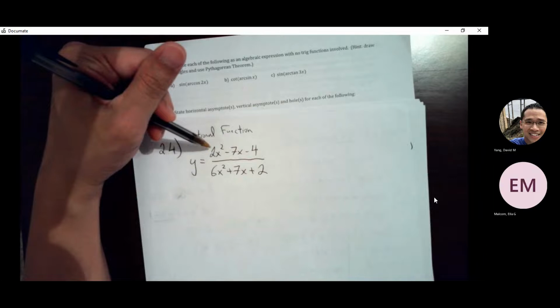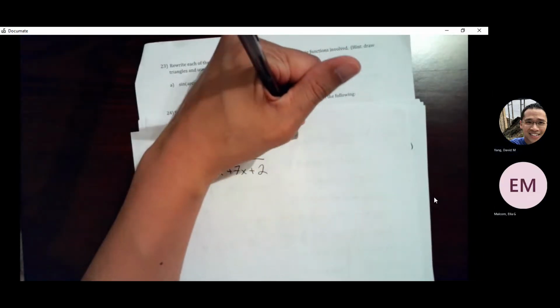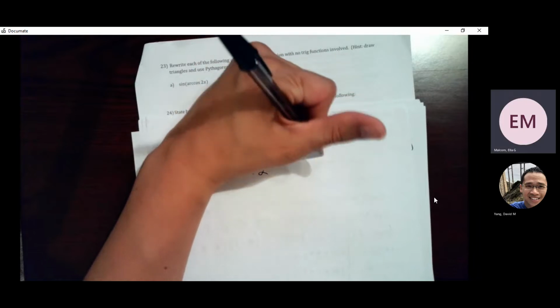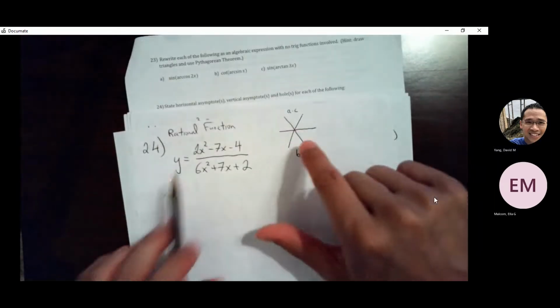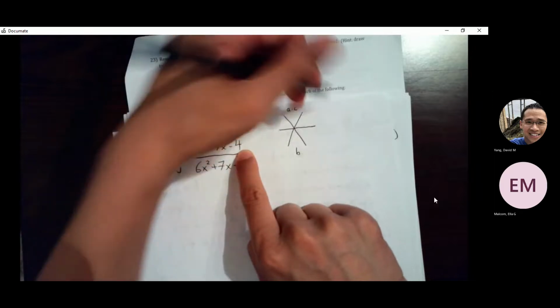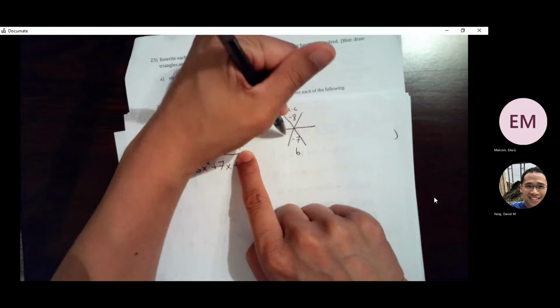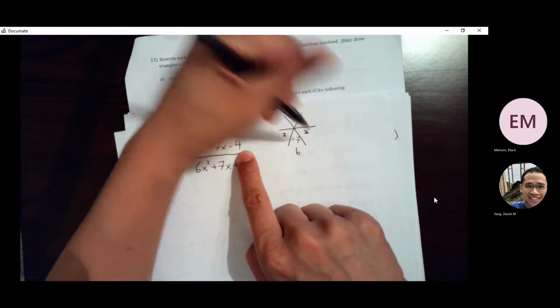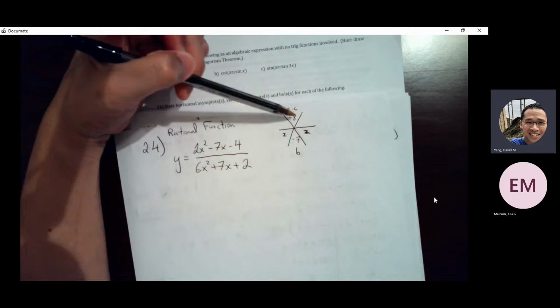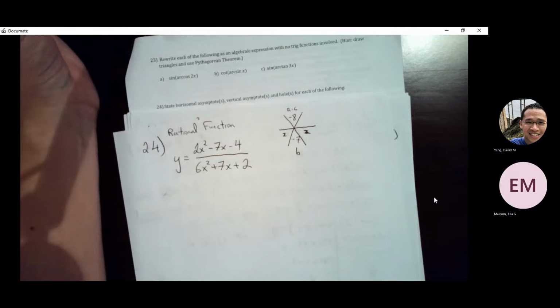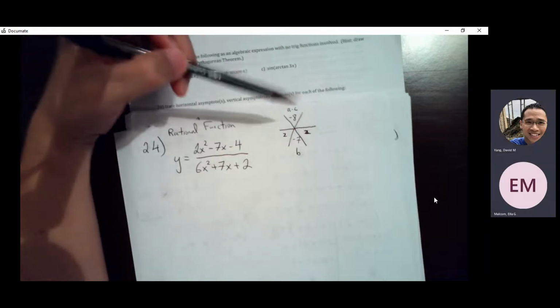So, going to factor the numerator first. Multiplies to be a times c, adds to be b. So what two numbers can you think of that multiply to be -8 and add to be -7? Multiply to be -8 and add to be -7.